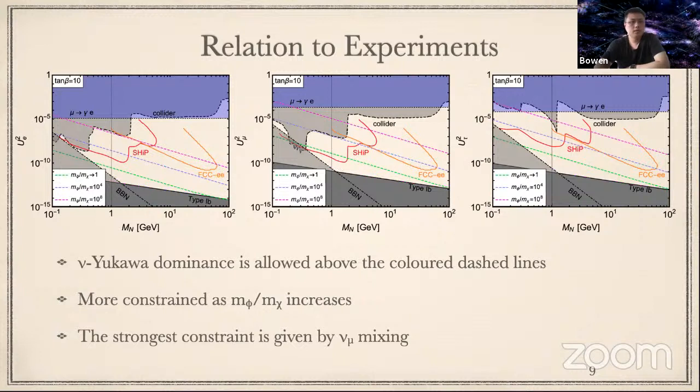Besides tan beta, we can also change the dark particle mass ratio. In these figures, we fix tan beta to be 10 and change the mass ratio from 10^4 to 10^8. As you can see, this time the dashed line moves upward as the mass ratio increases, which means the parameter space is more constrained. And again, the strongest constraint is given by the muon neutrino mixing in the middle.